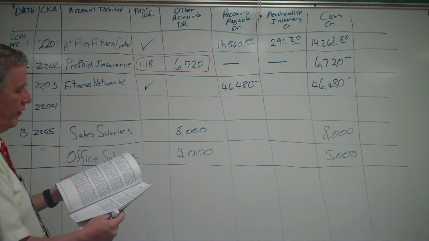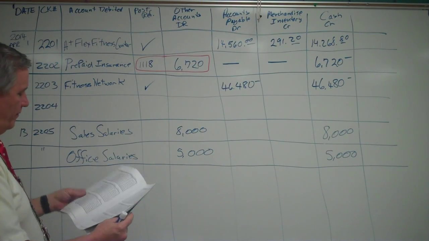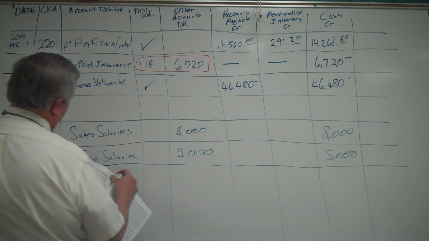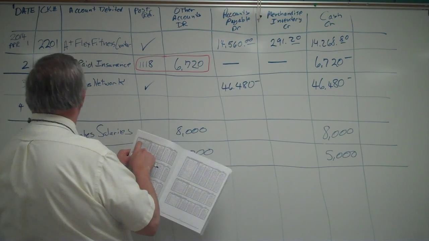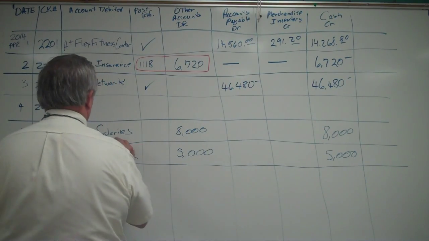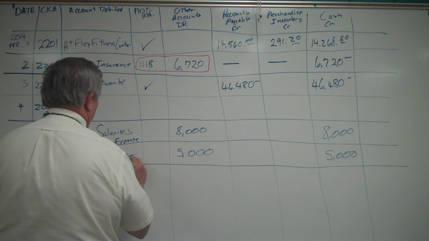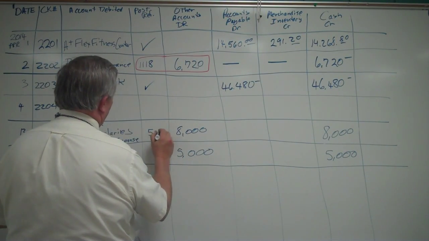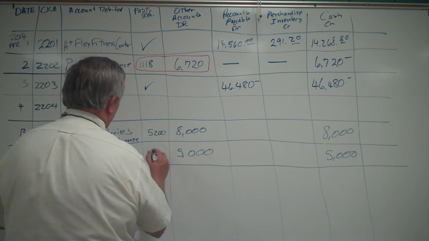So we're going to go to the general ledger and the expense accounts. Here it is, sales salaries expense. It's account number 5200. I'm going to debit, on April the 13th, sales salaries expense for 5200, and I didn't put expense here. And it is account number 5200. Office salaries expense is 5300.